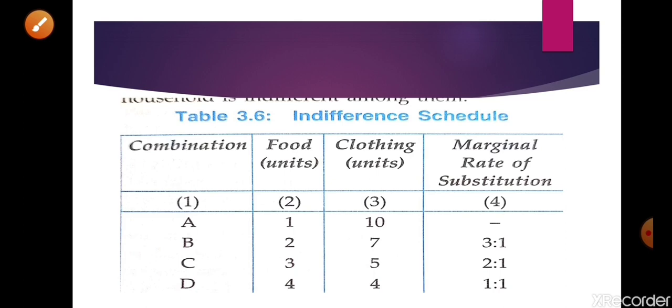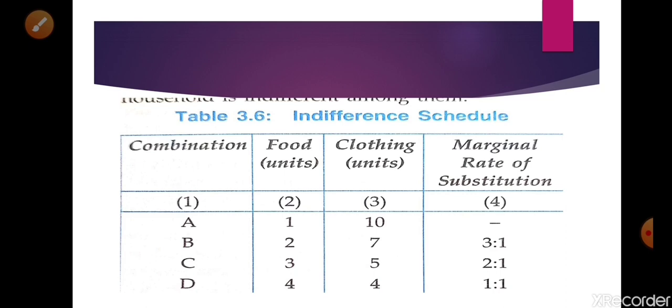Here you can see in this table we have two goods, first food and second cloth. We can take it as X and Y also, no problem. We have taken here food and clothing. In this table we have four combinations A, B, C, D. To understand this table, you have to understand what MRS, or marginal rate of substitution, is.